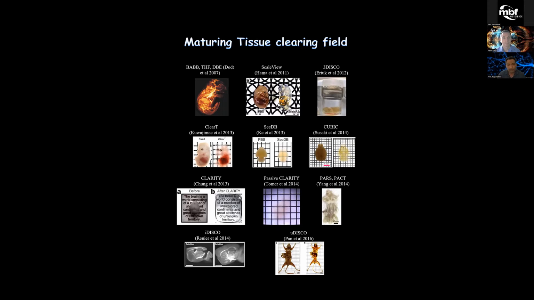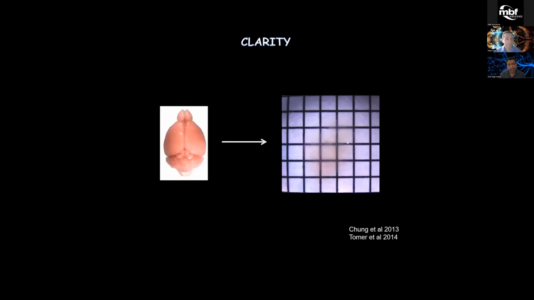There's been a lot of work done over the last decade, and many different methods have popped up with their pros and cons, with different methods providing different advantages. Some are good for immunolabeling purposes, and some are very good at providing much better tissue clearing and hence optical access. At the end of it, you end up with this highly transparent tissue, which is optically accessible, right?